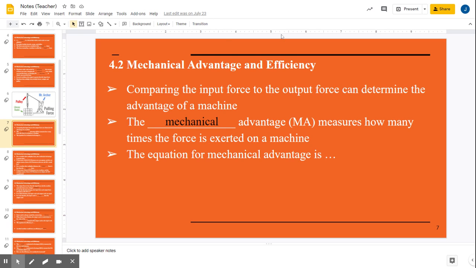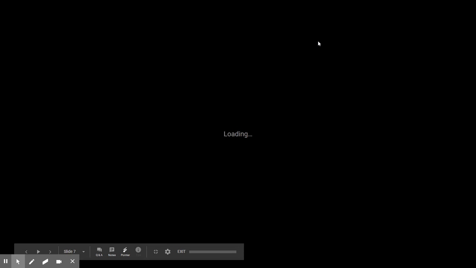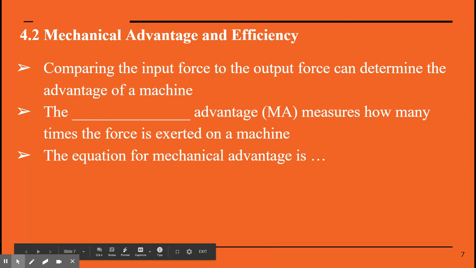Today's lesson is going to be about mechanical advantage and efficiency. You're going to see a lot where I use MA. That's just shorthand for mechanical advantage. I don't have an equation written here. It was not liking how the formatting of it went in, so I'll just talk to you when we get to parts like that. But we've got number 7 through 11 today.